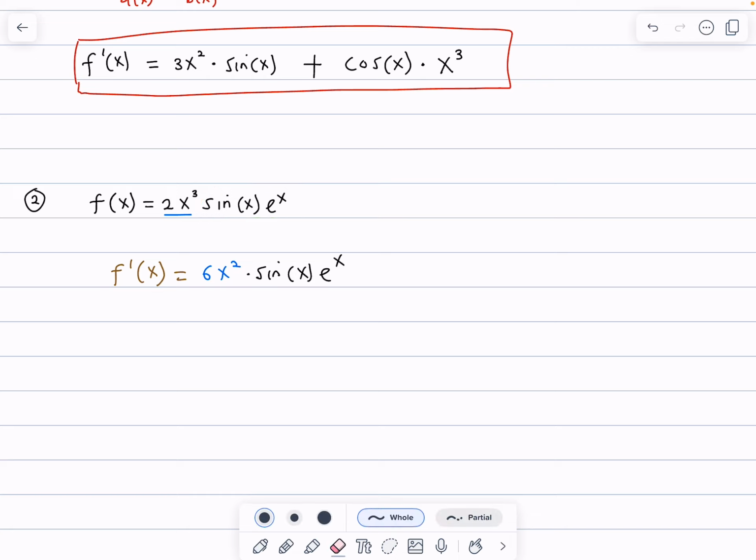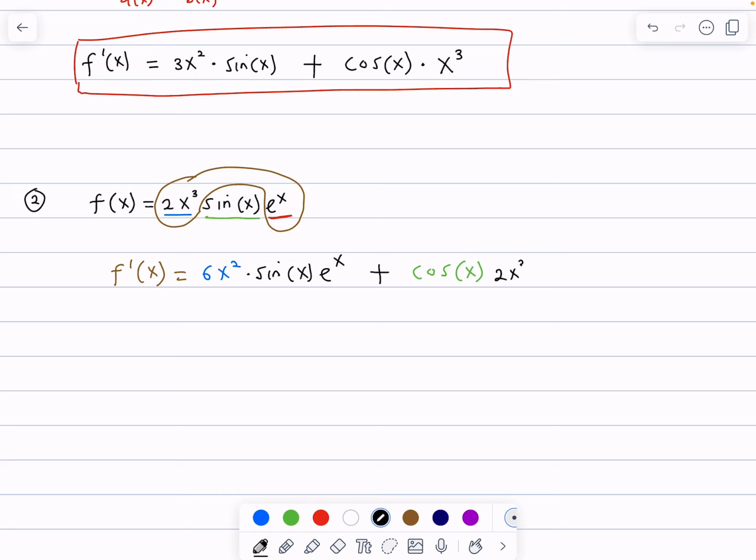Okay, now the next thing I'm going to do, I'm going to write a plus the derivative of the next function. What is the next function? It is sine of x. Derivative of sine of x is what? It is cosine of x. And then I'm going to write what is left, which is this, right? 2x cubed e to the x. So I'm going to write that, 2x cubed e to the x, plus, right?